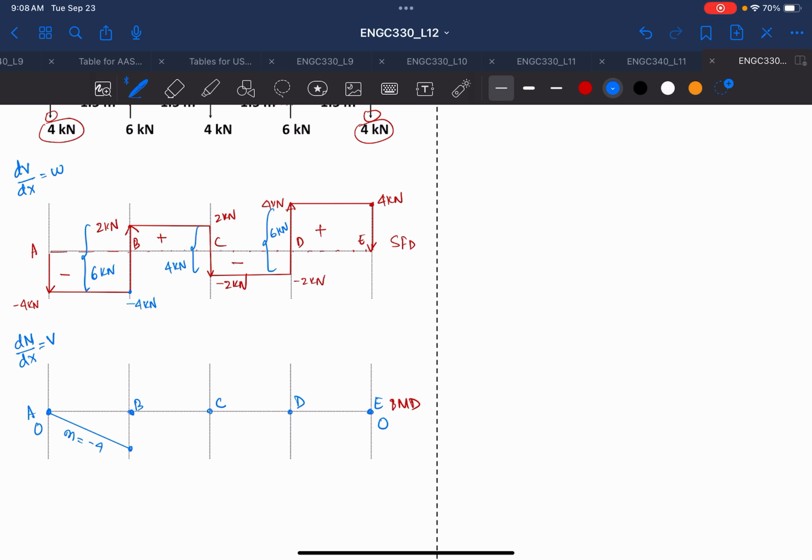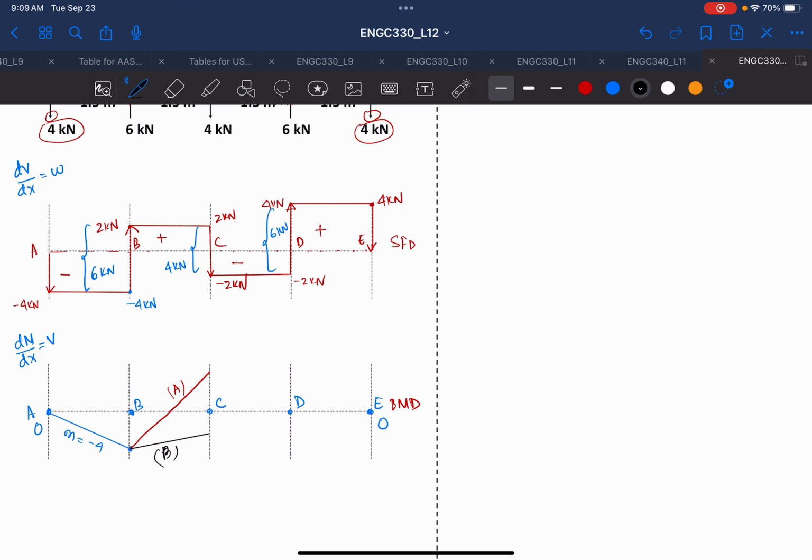Now the problem is from B to C. If you look at the slope from B to C, it is a positive slope of 2 kilonewton. Now the question is, how do we draw this slope? Because there are two options. Either it's going to be like this, option A, or it's going to be like this, option B.